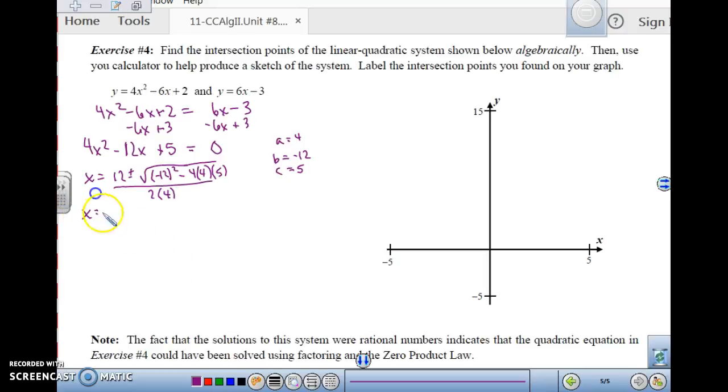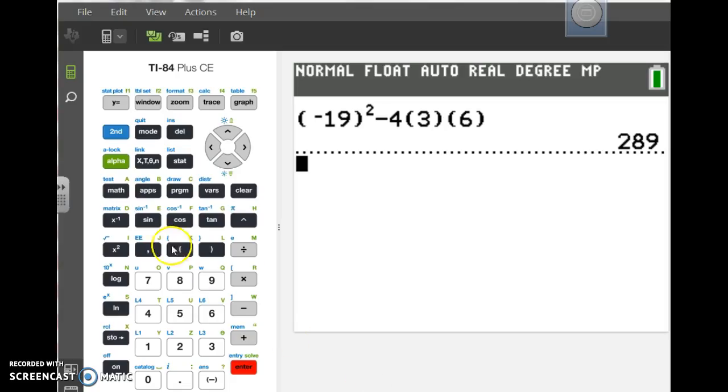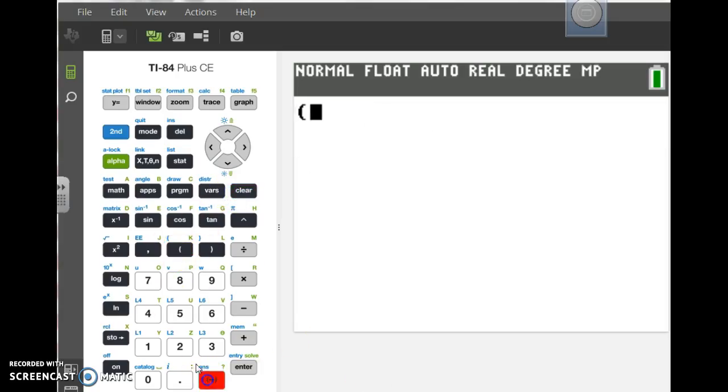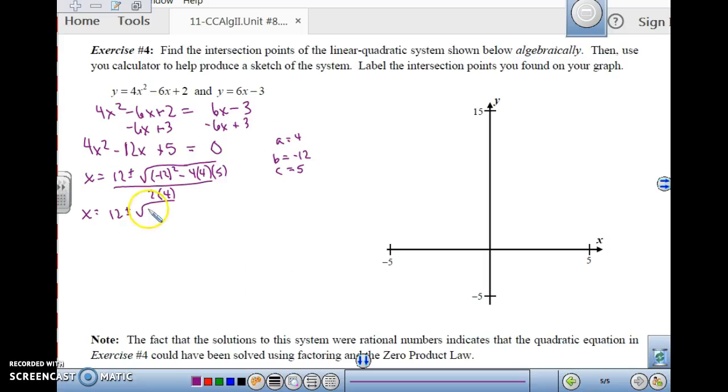Okay, x equals 12 plus or minus, I'm going to put this in my calculator, negative 12 squared minus 4 times 4 times 5, which is 64, all over 8. All right, 64 is a perfect square. 12 plus or minus the square root of 64, which is 8, all over 8.